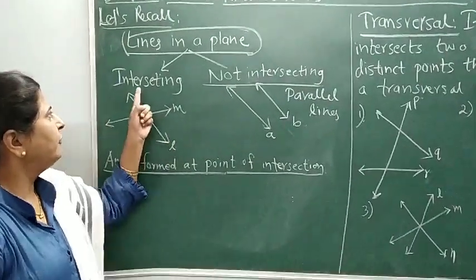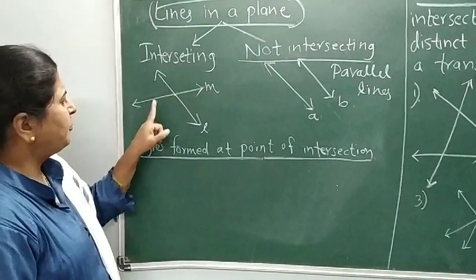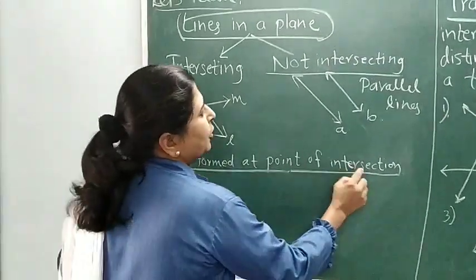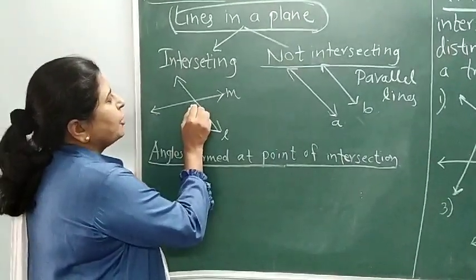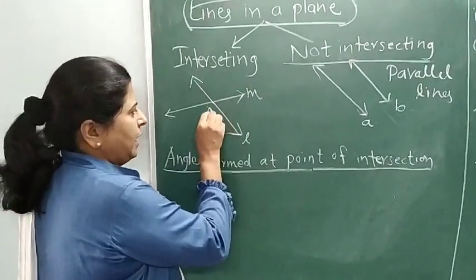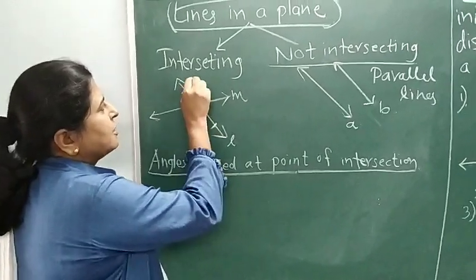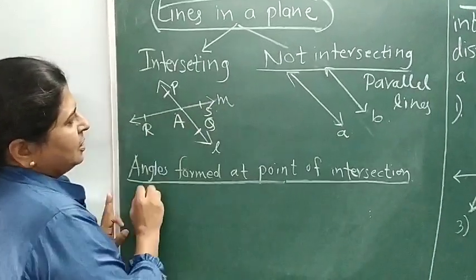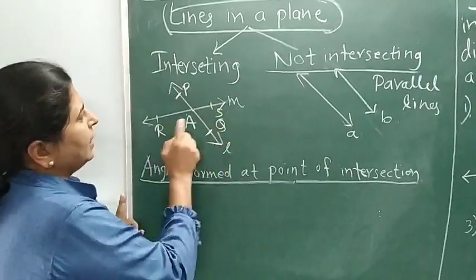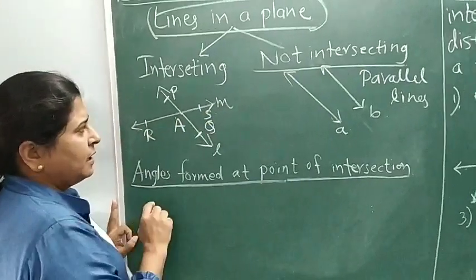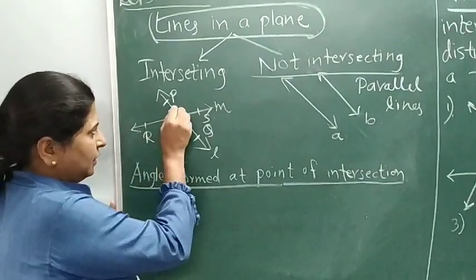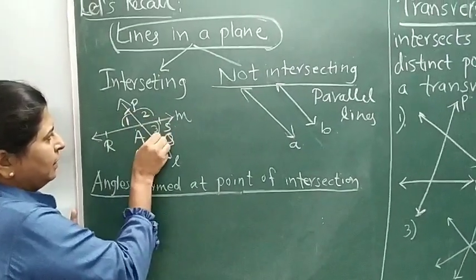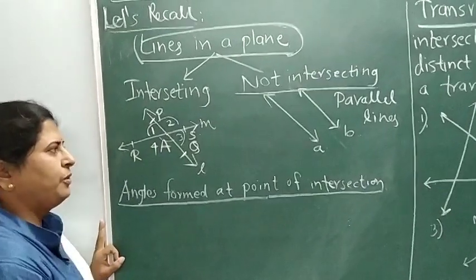Okay. Now when we have two intersecting lines, at the point of intersection, how many angles are being made? I have written here, angles formed at a point of intersection. So if I name this point of intersection as A, and name these points P, Q, and here R and S, so line L I have renamed as line PQ, and line M I can say is line RS. So how many angles have been formed? Here you can see 1, 2, 3, and this is the fourth angle. 4 angles have been formed.